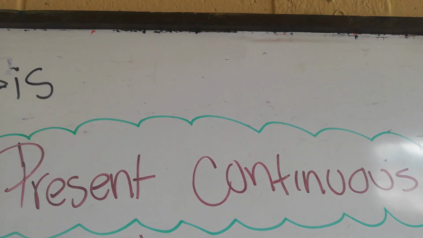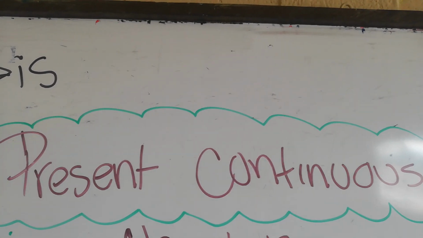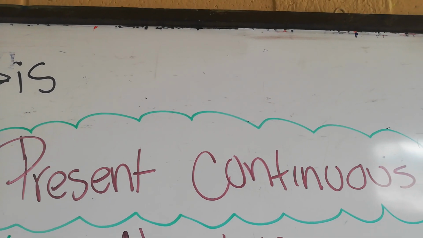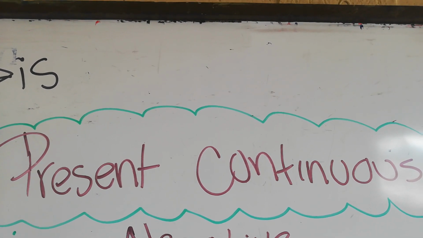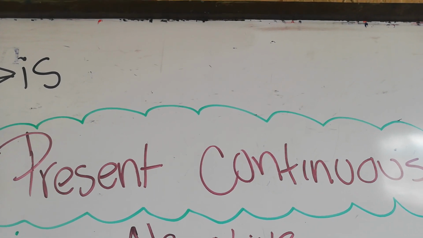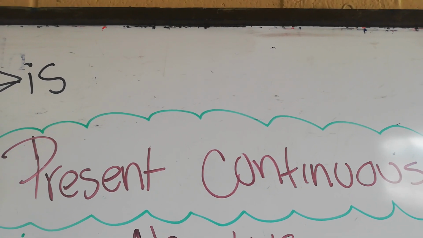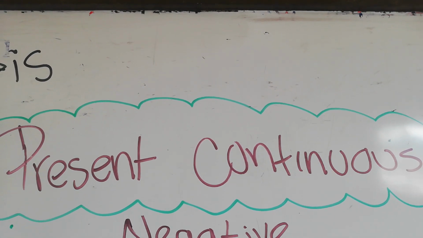The first thing that we need to understand is when can I use present continuous? I use present continuous when I am expressing an action that is performed exactly at the moment that I am speaking about. For example, right now I can say that I am speaking in English. Right now, I mean at this moment.